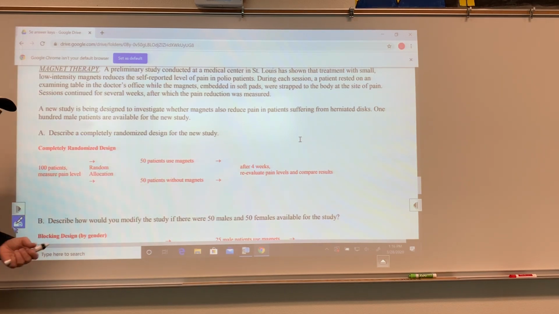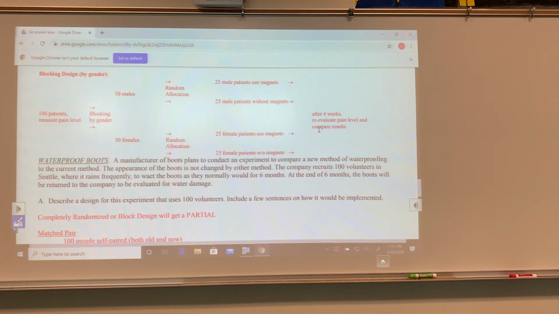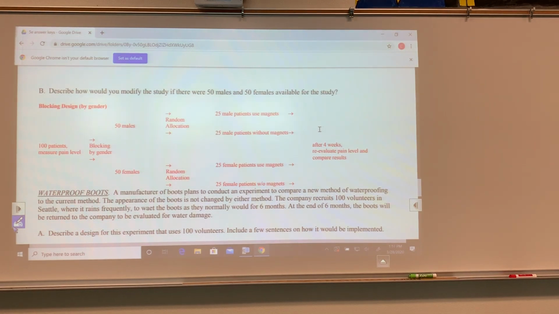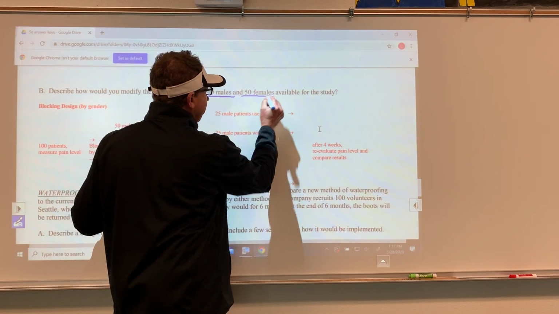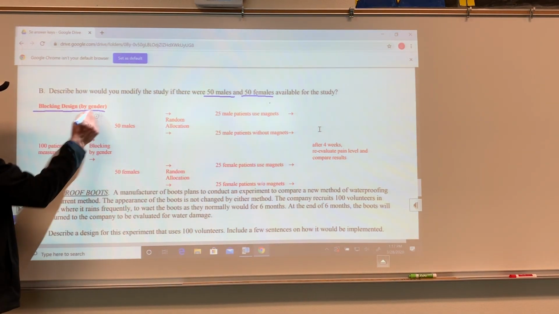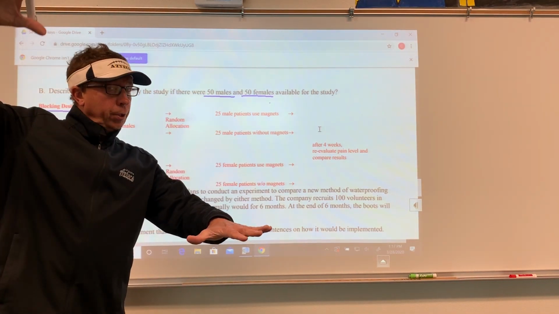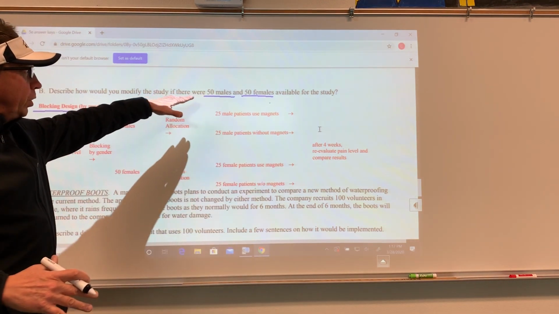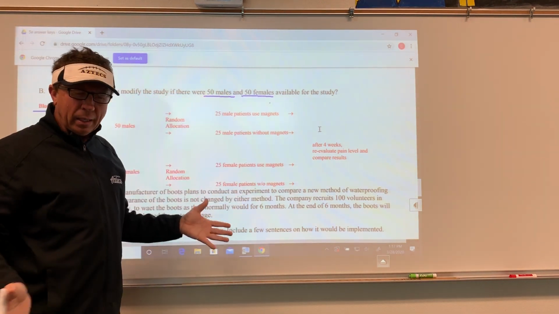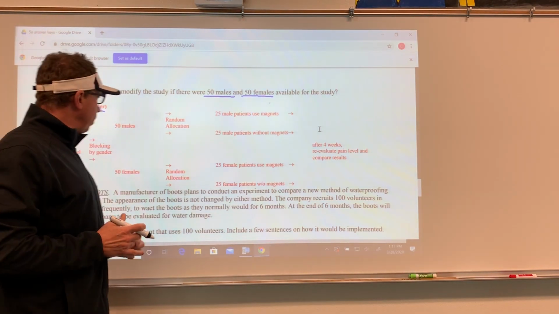All right. Now, question B says, describe how you would modify the study if there were 50 males and 50 females in the study. If there were 50 males and 50 females, I would do a block design. I would block by gender. Although you could block by pain level too. It's not like you have to do gender, but this problem just kind of leans that way. But you could block by pain level, okay?